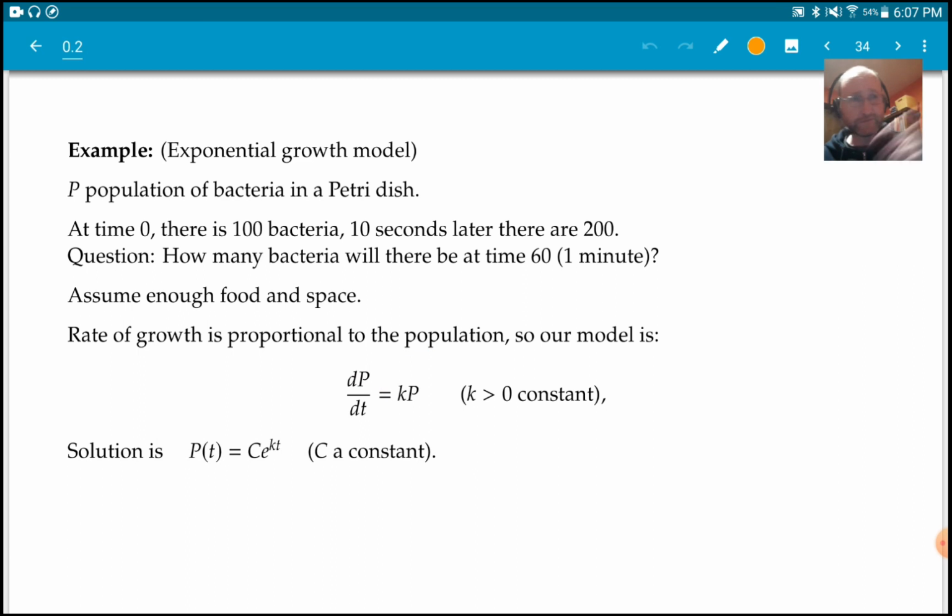Now the solution, let's just suppose that's what it is. The solution is this. These are actually all the solutions: a constant times e to the kt, where k is this k, and c is some arbitrary constant. Okay, let's check. Well, we take the derivative of p, that pulls down a k by the chain rule, and so that's kp. So yeah, that checks out. That is a solution to this equation.